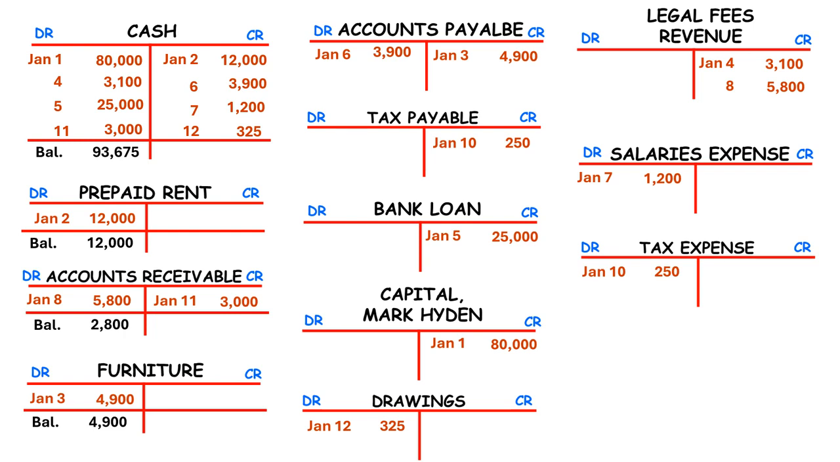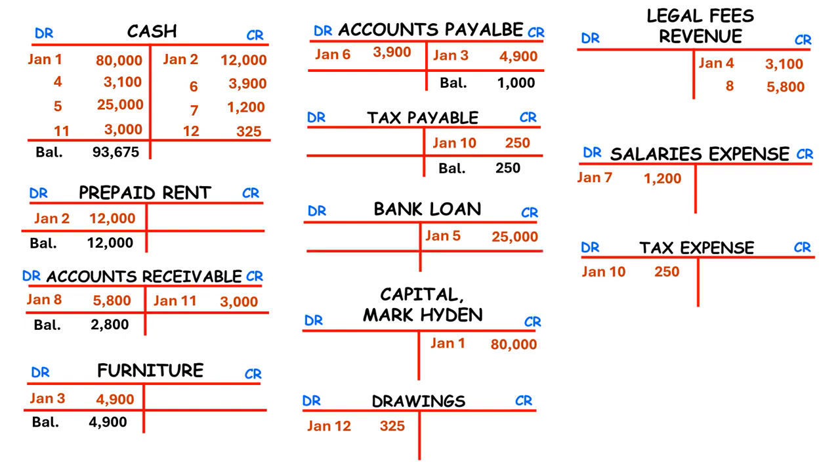Let's look at the accounts payable. Again, the line, let's subtract one side from the other. So on the credit side, I have $4,900, and on the debit side, I have $3,900. This gives us a difference of 1,000, and I'm going to write this on the side that is higher. In this case, the credit side is higher, so I will write the balance on the credit side. Continuing the same thing with the tax payable, draw a line, subtract one side from the other. The credit side is higher than the debit side by $250, so the balance will be on the credit side.